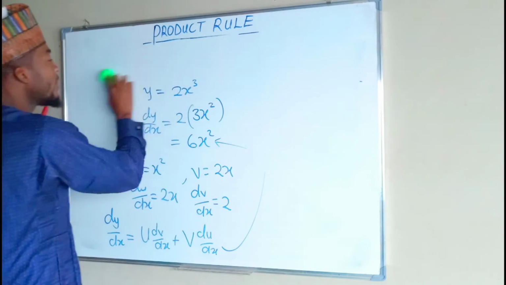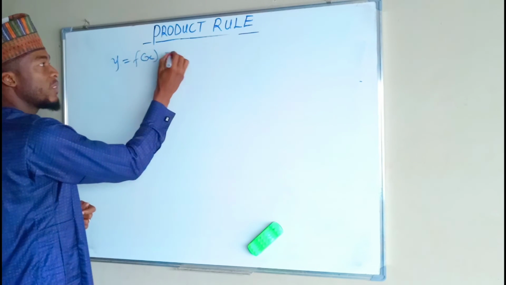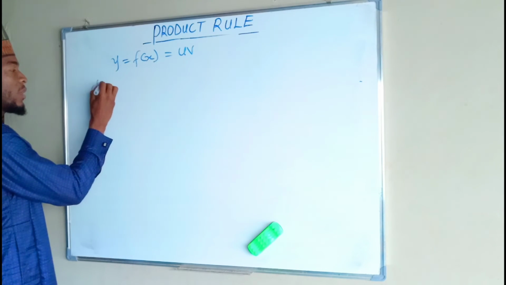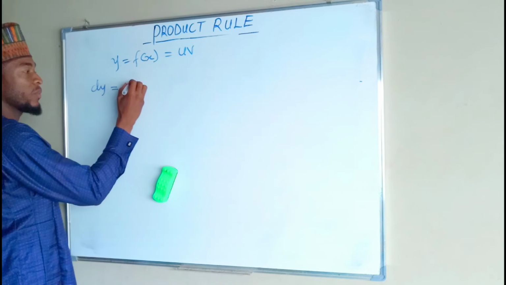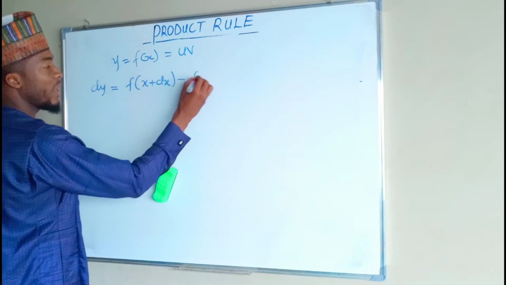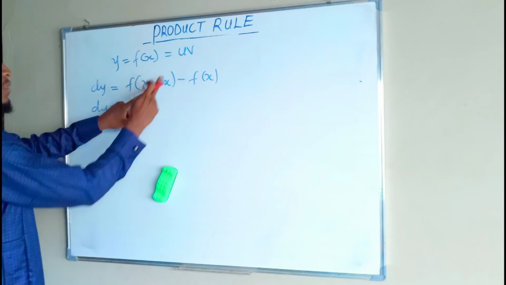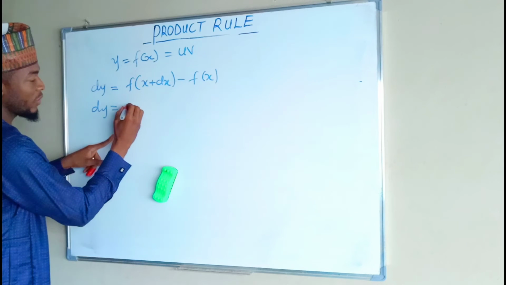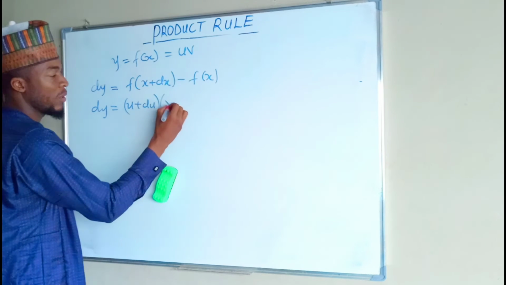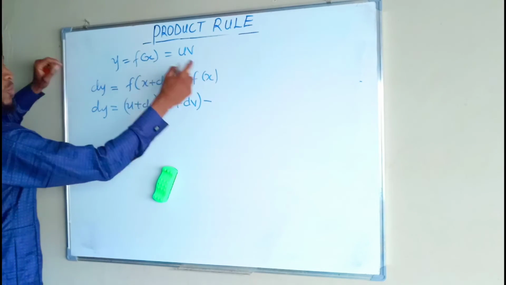So where do we derive this formula from? If y, which is a function of x, is equal to u times v, u and v are functions of x, dy will be equal to f of x plus dx minus f of x. dy will be equal to, since u is a function of x, you say u plus du, the other term v plus dv, minus f of x, and f of x is uv.